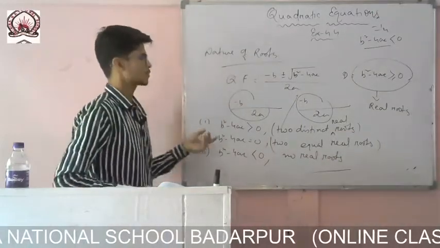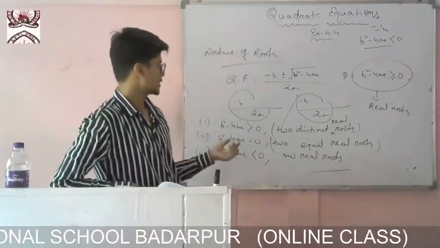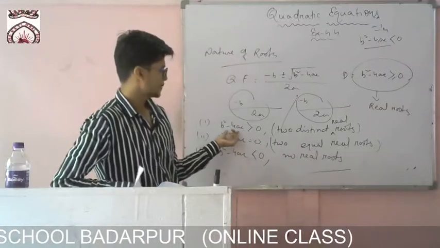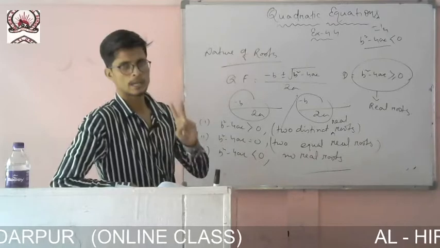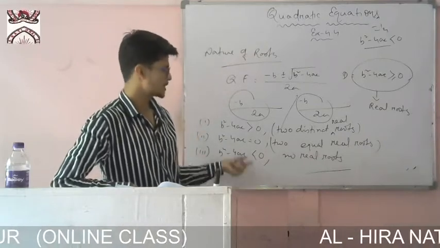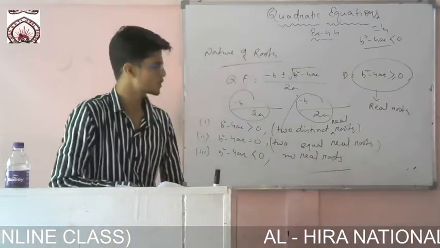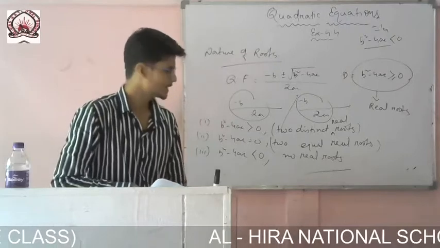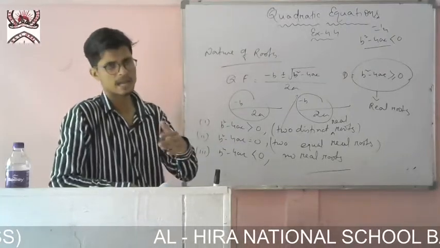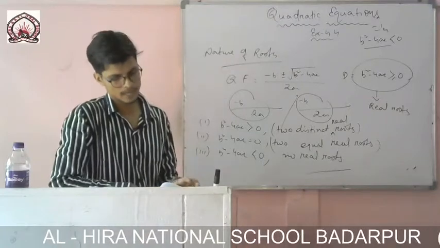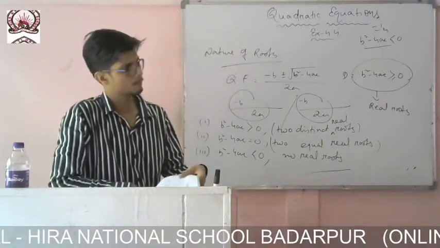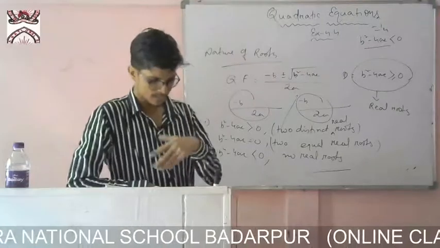So these are the natures of the roots. If you find a question that asks you to find the nature of the roots, just find the value of the discriminant. If it is greater than 0, it will have two distinct roots. If it is equal to 0, it will have two equal real roots. If it is less than 0, that means the answer is negative, then there will be no real roots.